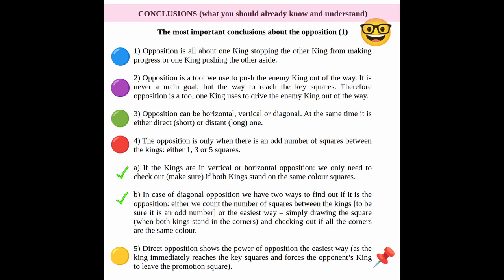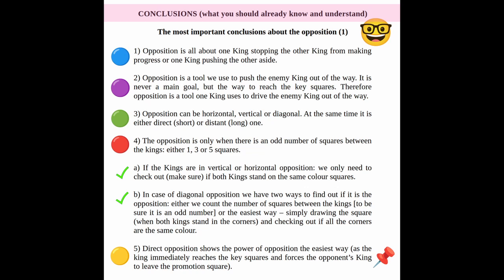Another idea that you should be aware of is that the opposition can be either horizontal, vertical, or diagonal. At the same time, it is either direct or distant. Next, the opposition is only when there is an odd number of squares between the kings, either 1, 3, or 5 squares. And next, if the kings are in the vertical or horizontal position, then we need only to check if both kings are standing on the same color of squares.